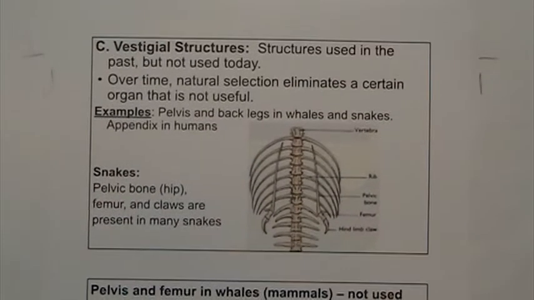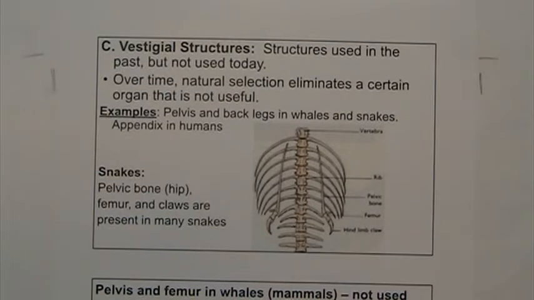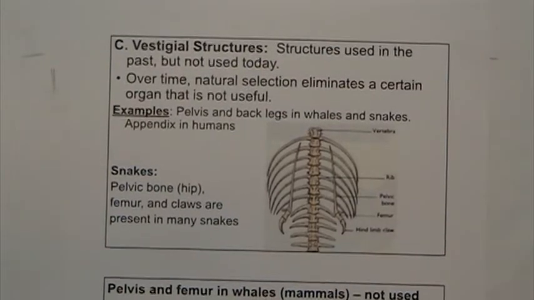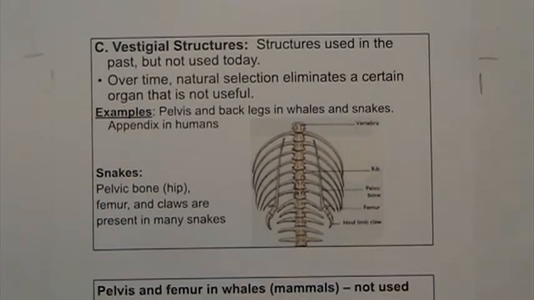So you want homologous, but you don't want analogous. Analogous do not tell you much about the organisms. Analogous tell you much about the environment, but not about the origin or the connections between the organisms. Then we have the vestigial structures. These are sometimes the favorites.